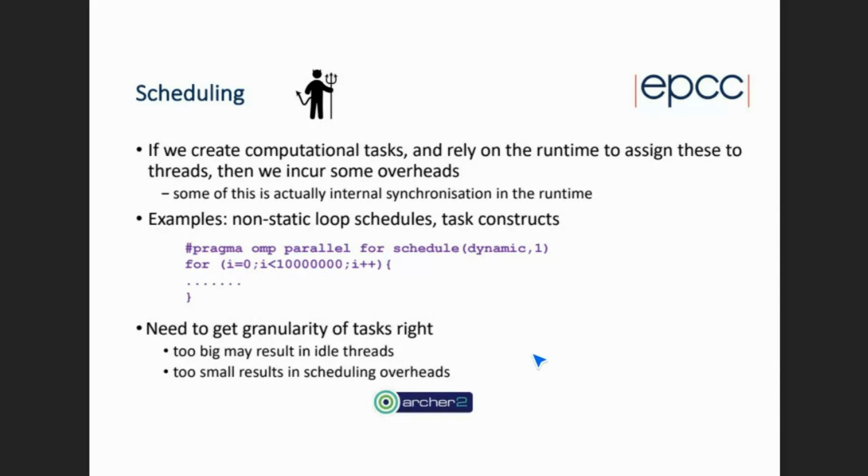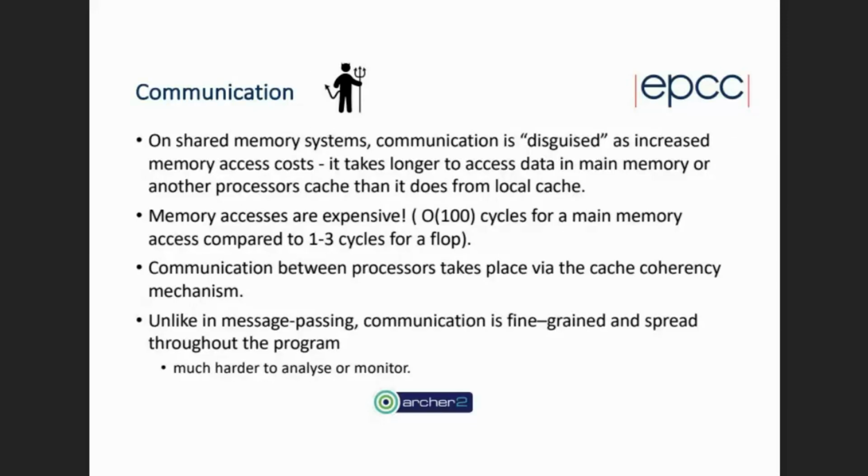If your tasks are too big, then you might end up with idle threads. If you've got too many little tasks, then you'd end up with a lot of scheduling overheads. So typically you need to find the right compromise in between. Okay, any questions so far?